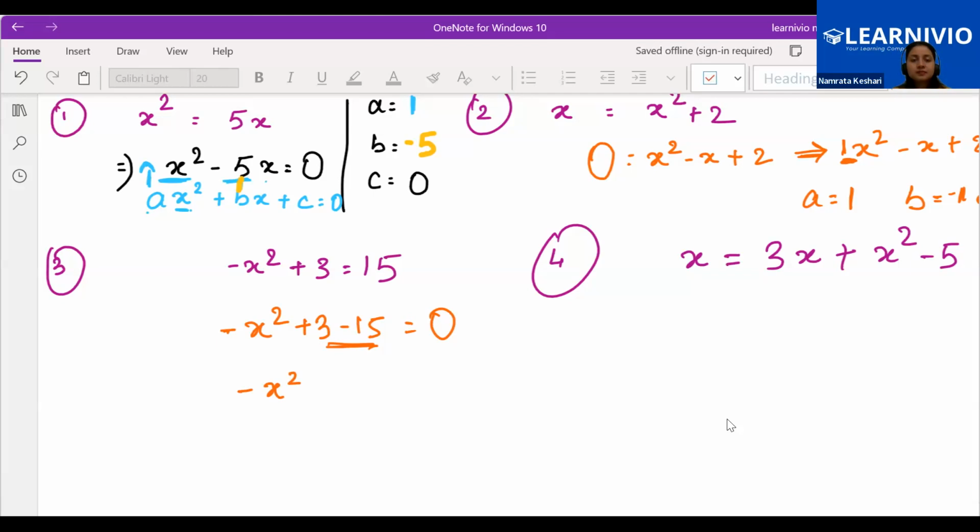Ma'am, minus 12 is equal to 0. Now can you tell me A, B, C, Abdul? A is minus 1, B is 0, C is minus 12. Whatever is with x, that's called B.